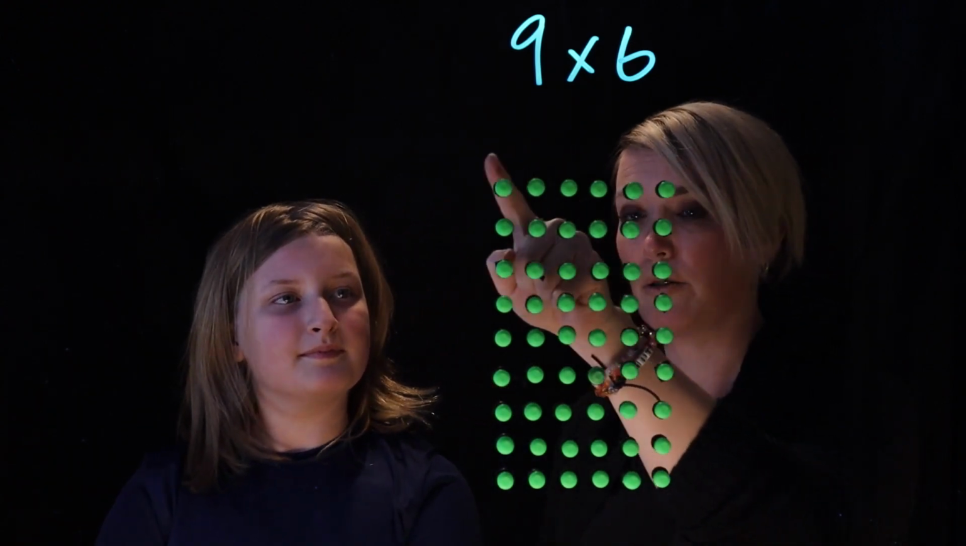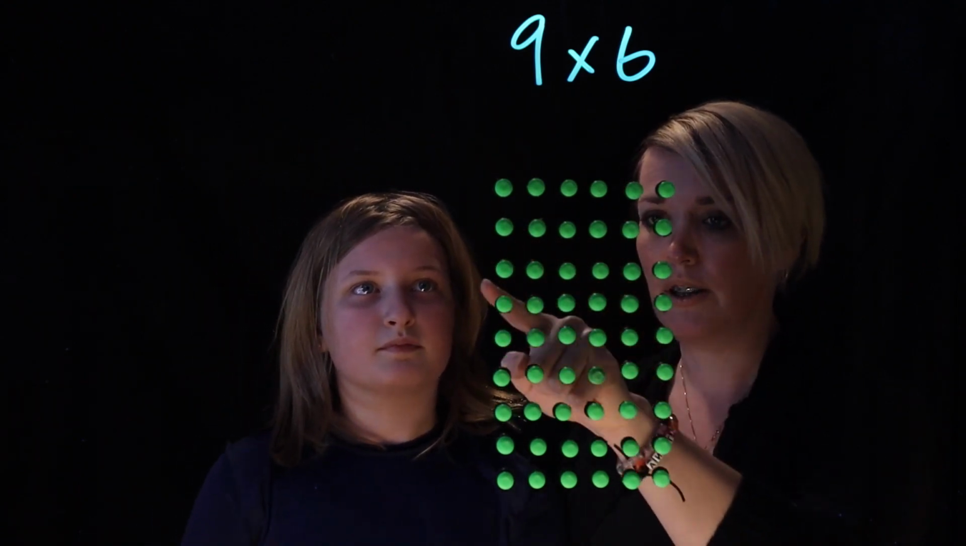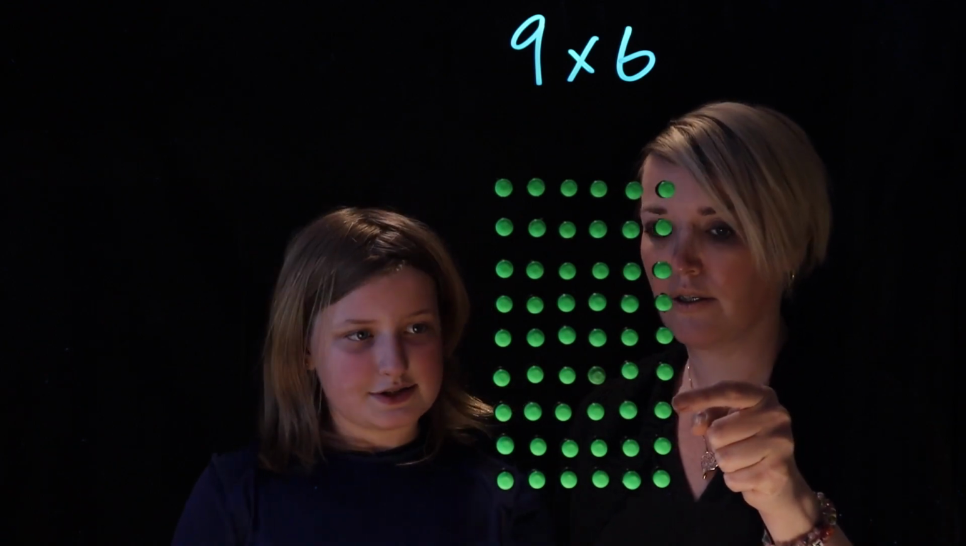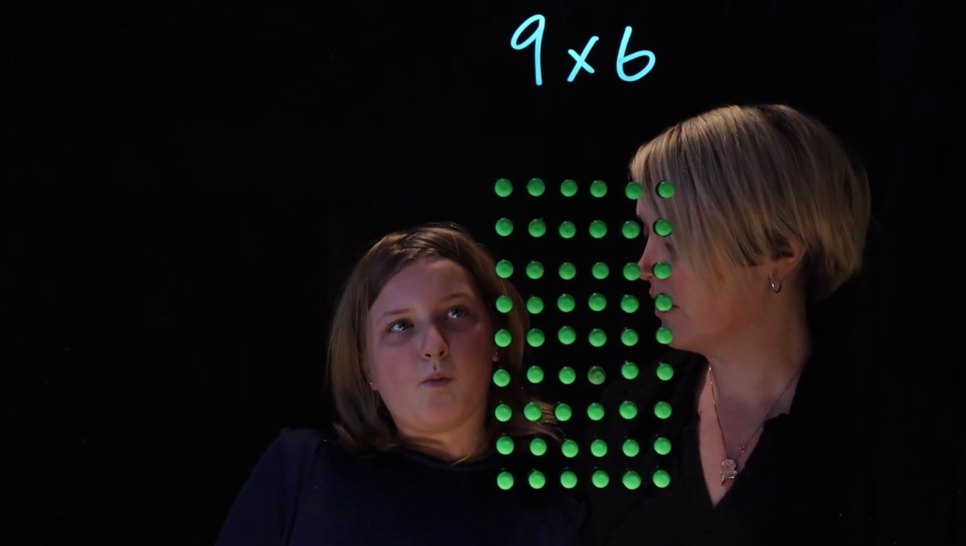So I'm going to show you where the 9 groups of 6 are. So here's one group of 6. See it, Anna? Yep. 2 groups of 6. 3 groups of 6. 4, 5, 6. 7, 8, 9. Okay, so to figure out 9 times 6, we need to figure out how many there are here in total. So how do you want to think about this?